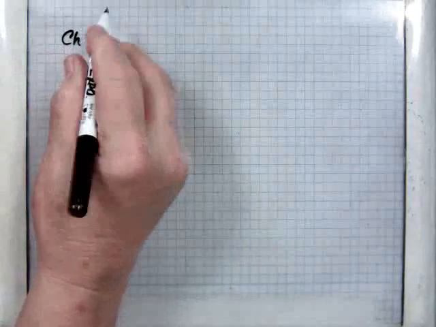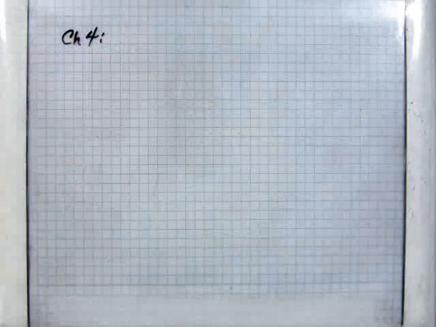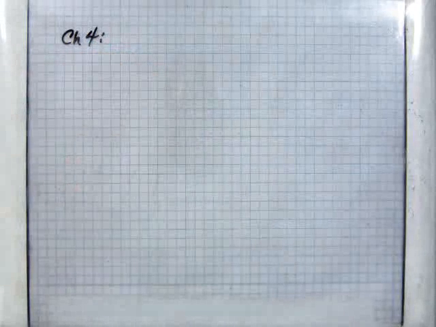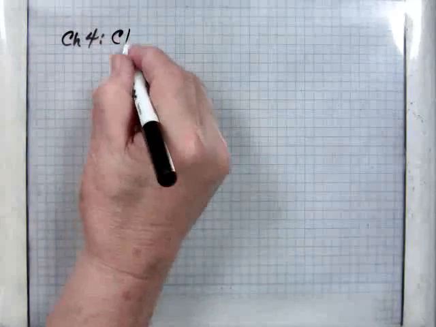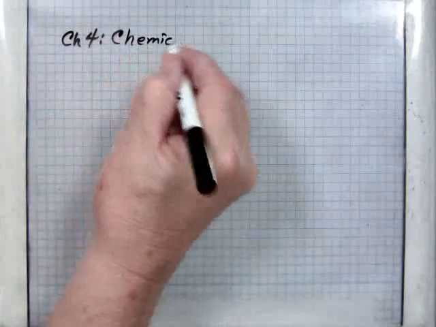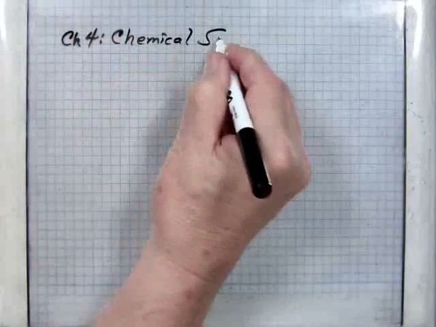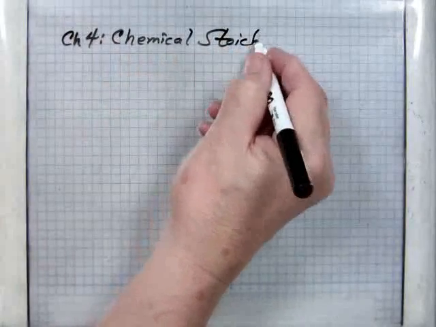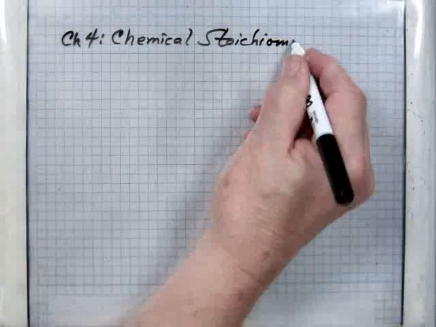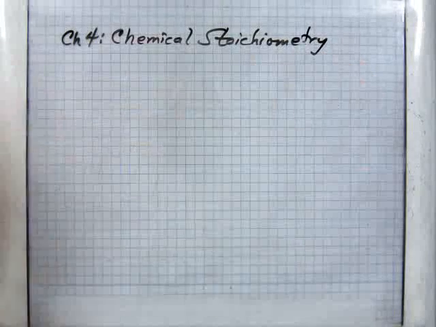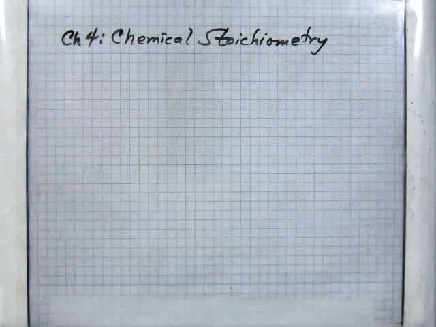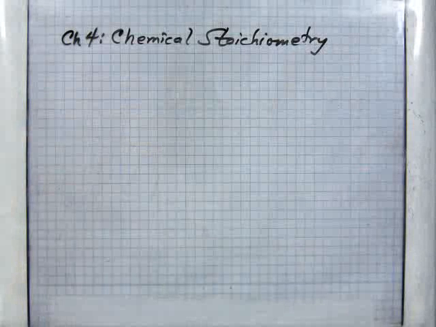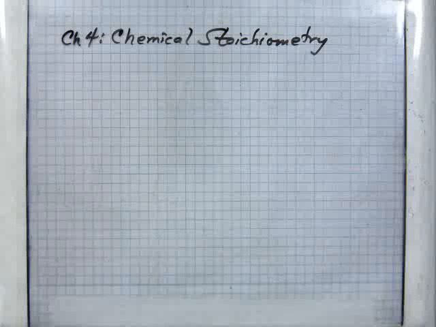Chemical, this is chapter 4 in the lecture outline, and this is referred to as chemical stoichiometry. Or the mathematics, or applying mathematics to the problems of chemistry.